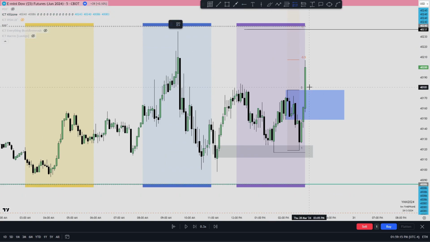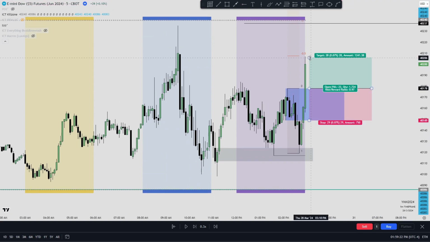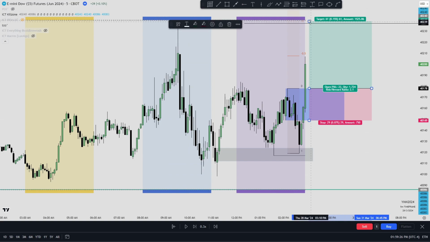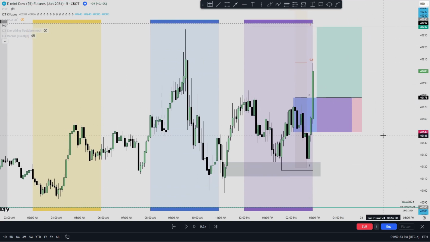So you would probably take a long here, stop loss just below the mitigation block, aiming for up here for 1 standard deviation for about a 2 to 1 R, just like so. Very, very nice. So let's see how this plays out.